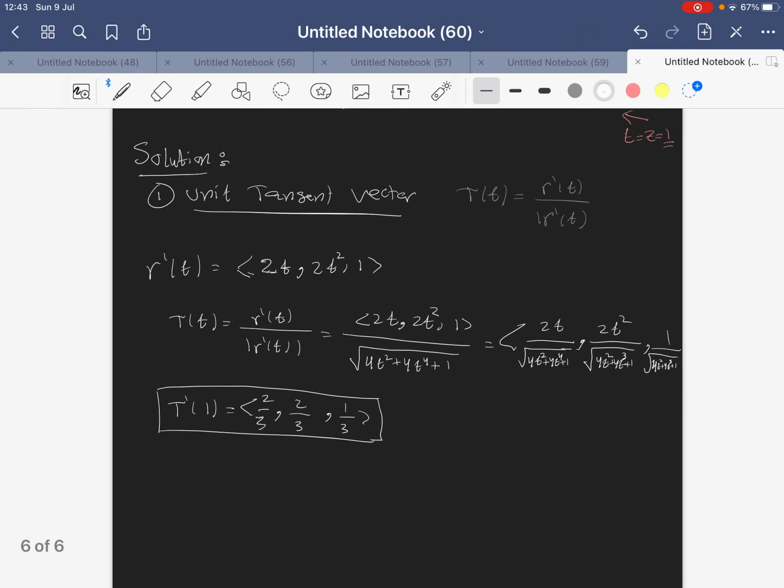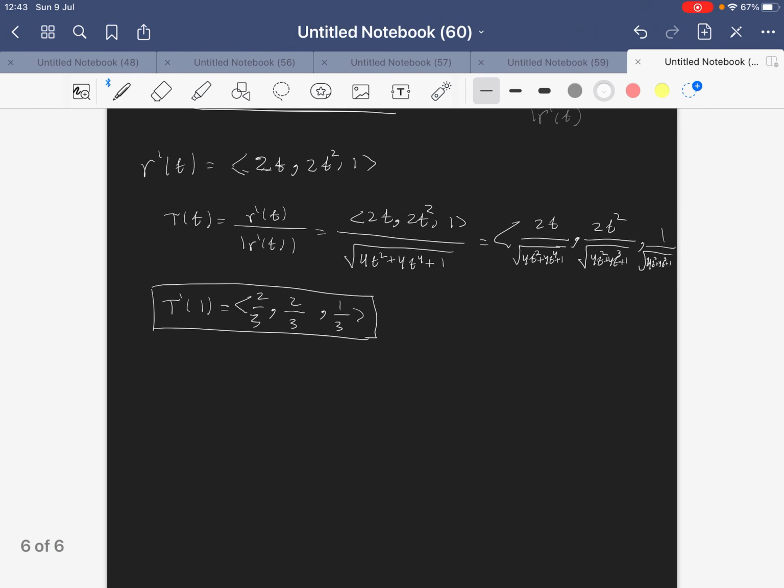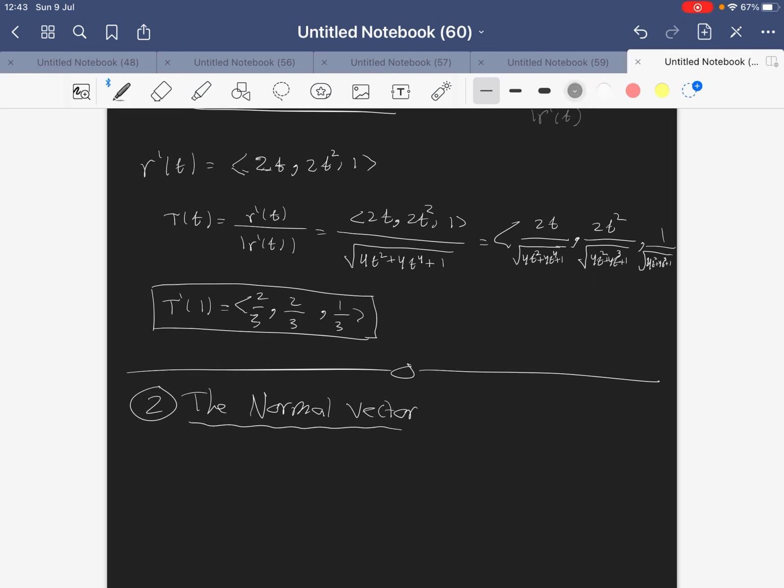Number 2, we need to find the normal vector. So let's go and find the normal vector, which will be given by the formula N of t equals, we take the derivative of the unit tangent over, of course, we normalize it, so we get a unit normal vector. So all what we need is to find the derivative of this one. And that will take a little bit of time.